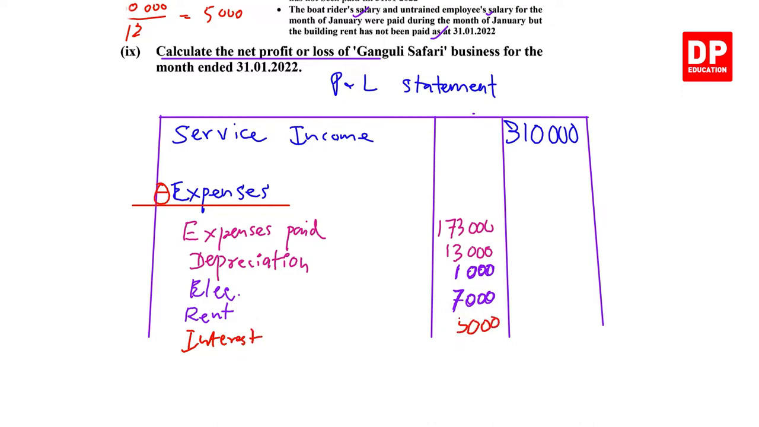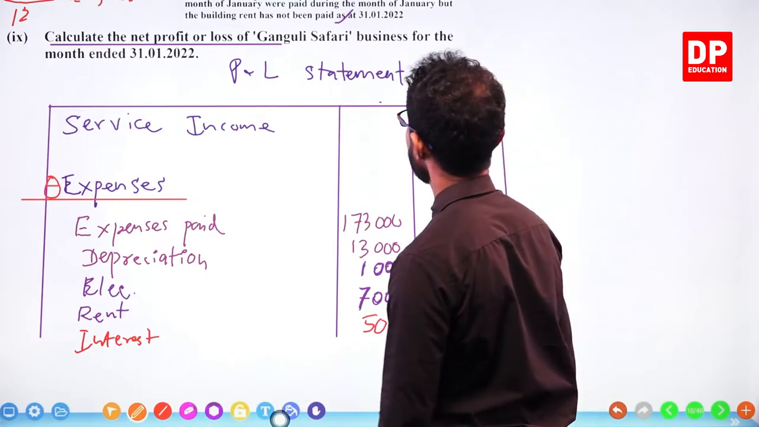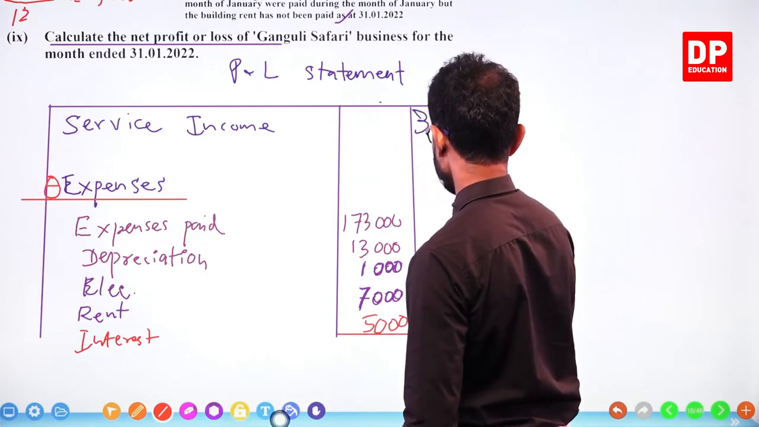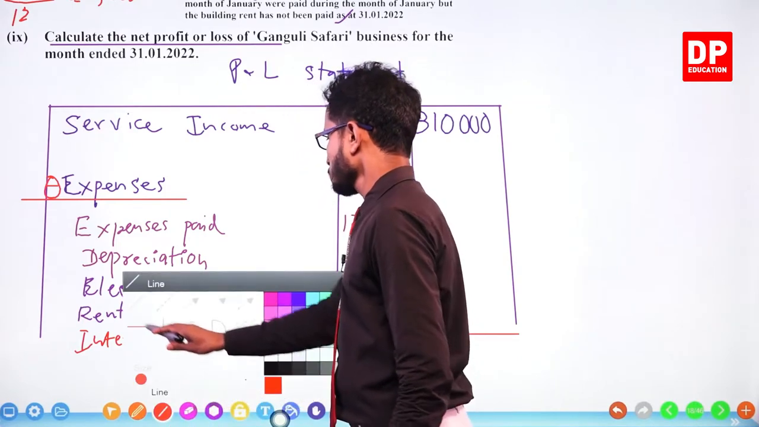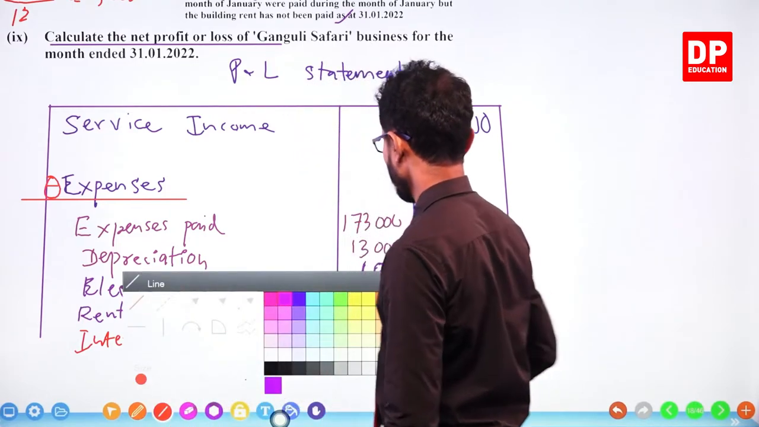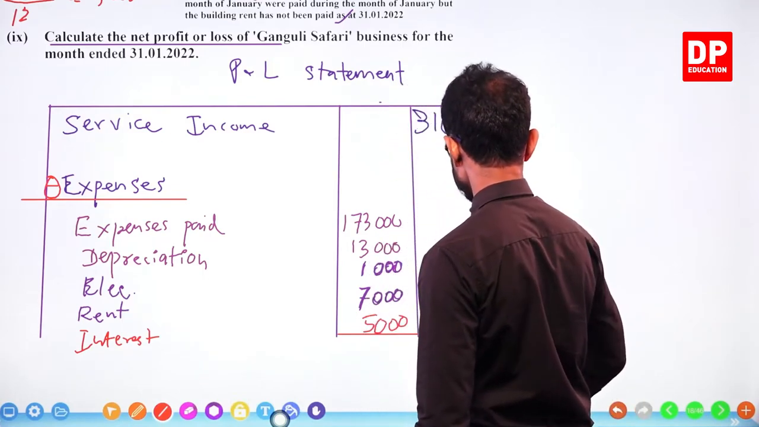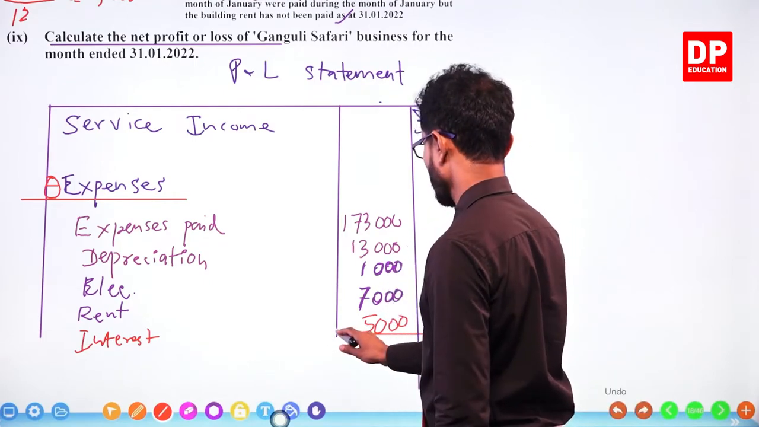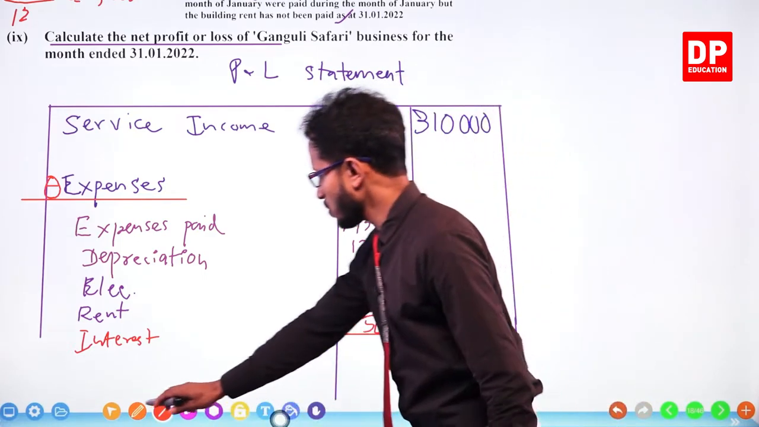I think that's all. Did I miss anything? Nope, I don't think so. Let's take the total expenses here, and we can calculate the profit or loss of the period. Okay, what is the total of expenses?